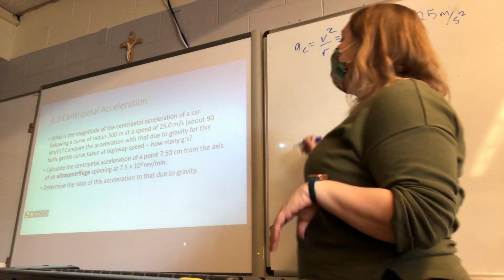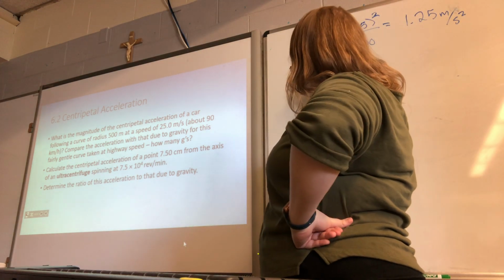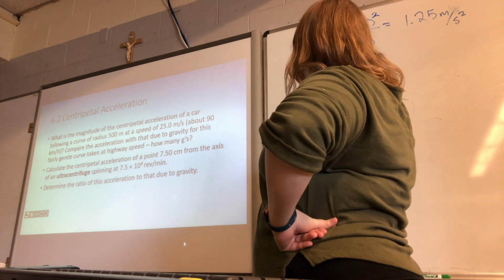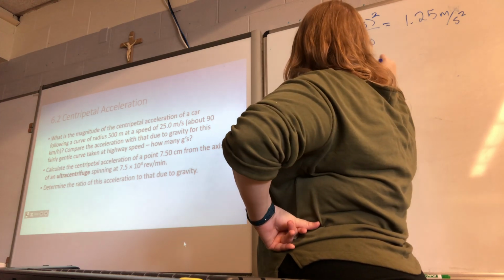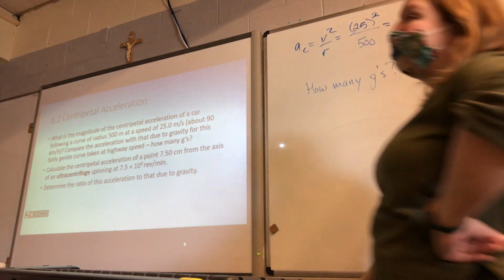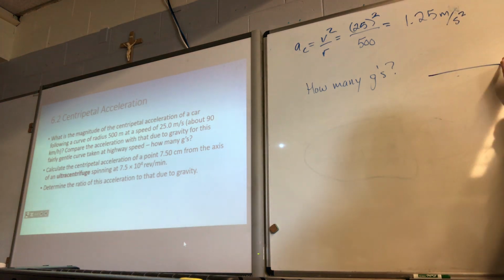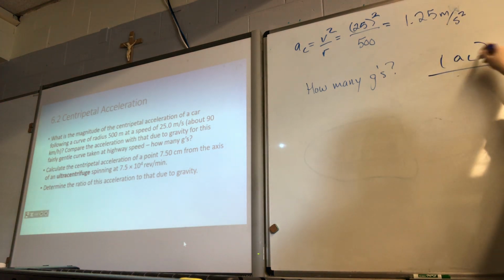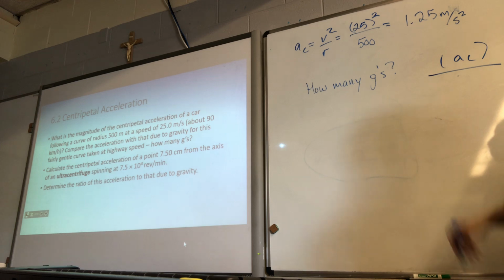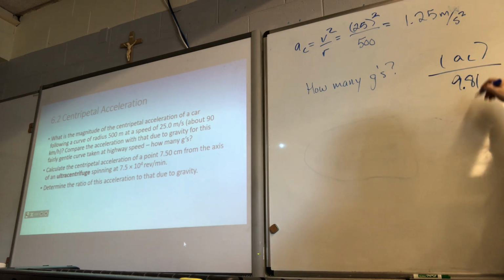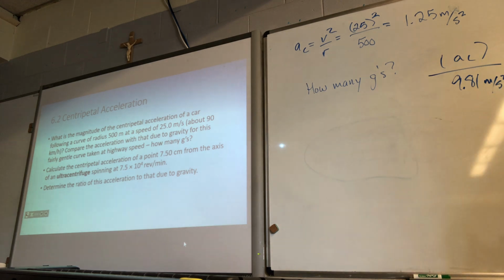And then it says how many G's? Do you remember being asked how many G's before? Yeah, but I don't know what it means. I forgot. So we always want to take some number of acceleration. In this case, we're going to do our centripetal acceleration, and we want to divide it by the value of gravity. So the G stands for gravity.